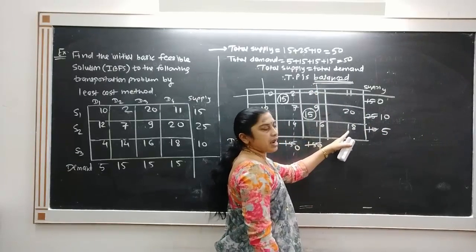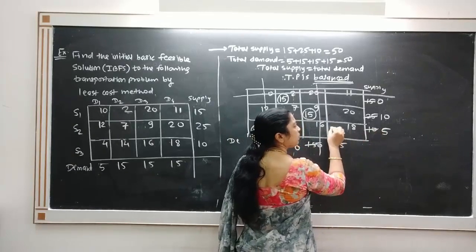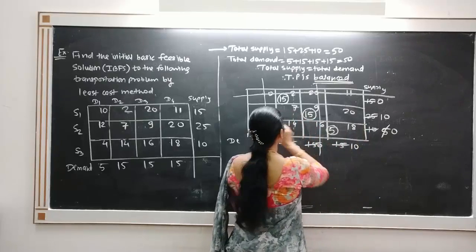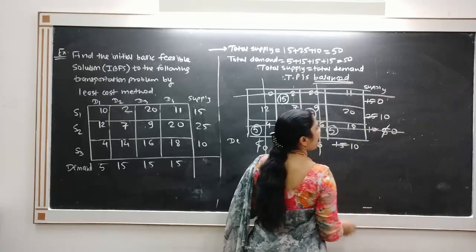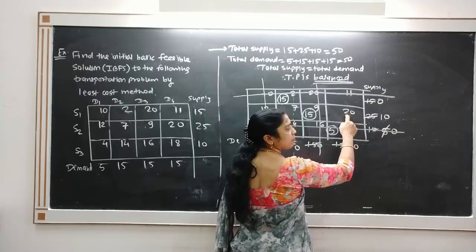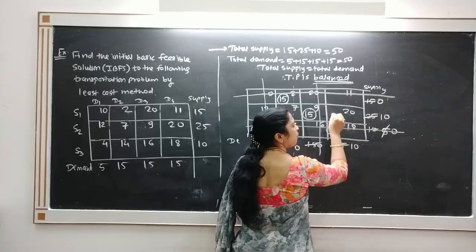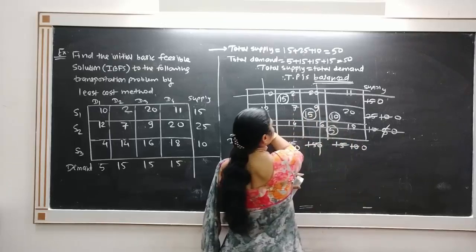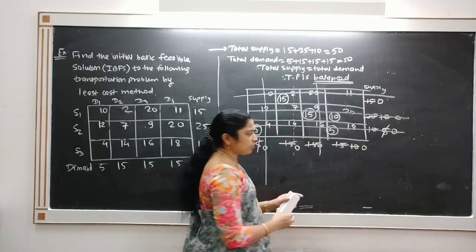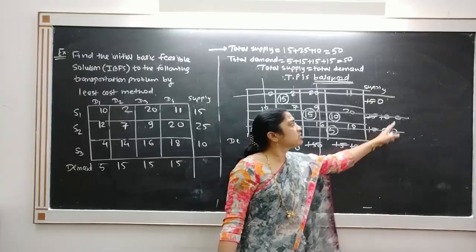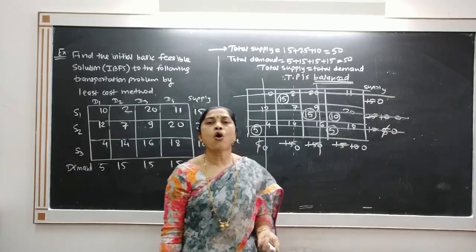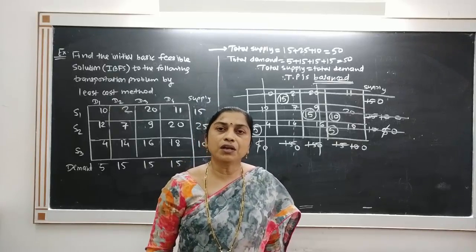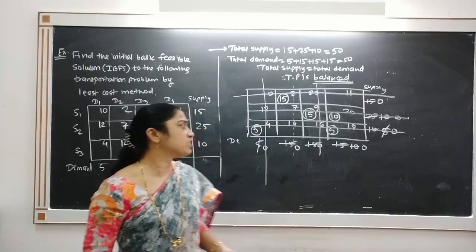Now the minimum is 18, and therefore allocate 5 to that. This becomes 0, this remains 10, and this is again crossed out. Then for this 20, there is a single element. Both are equal to 10, so this becomes 0 and this becomes 0. The row is crossed out. Observe that all the demand and supply become 0, that is, all the conditions are satisfied. So this is the required initial basic feasible solution.